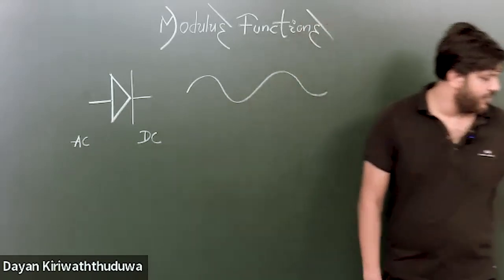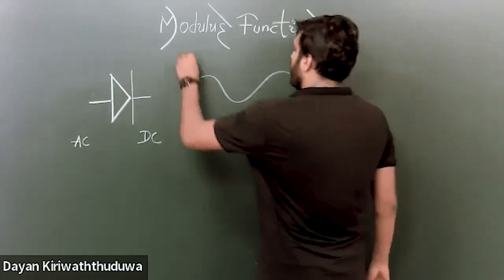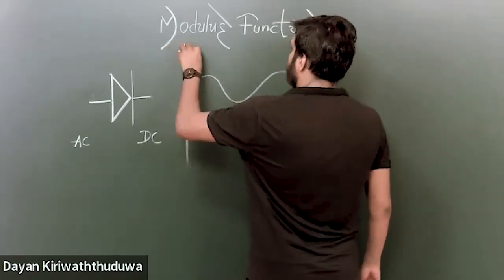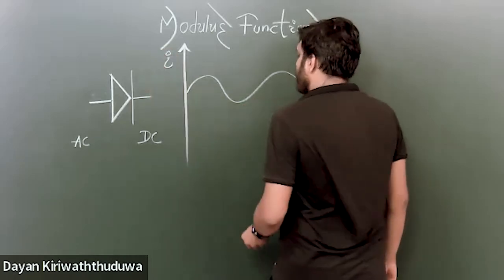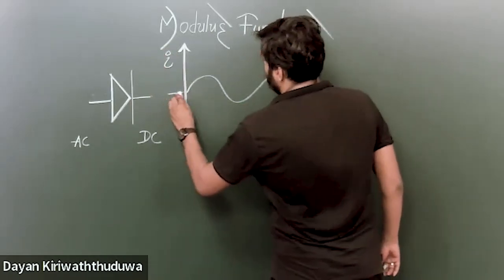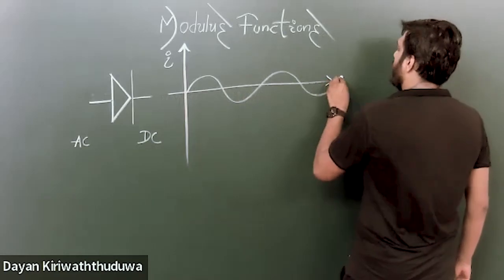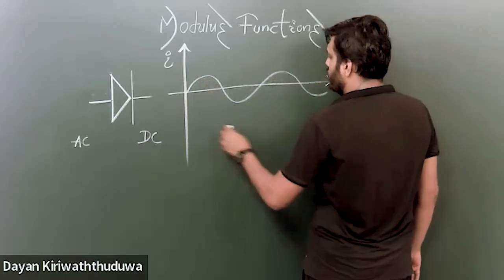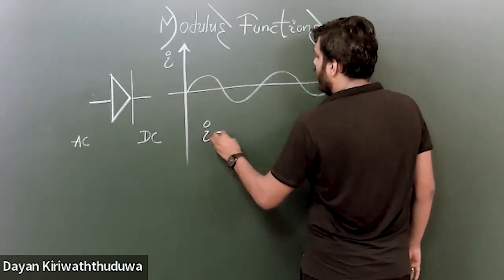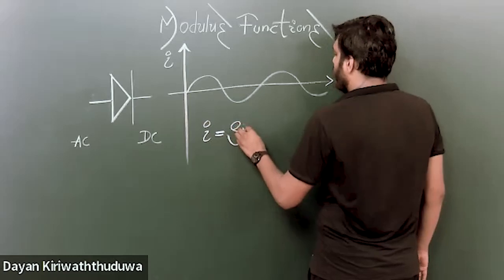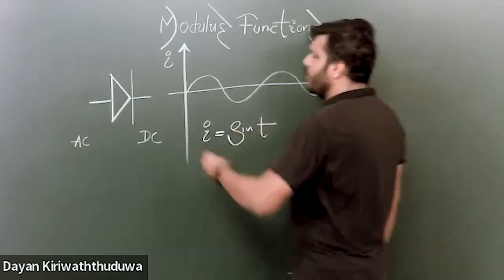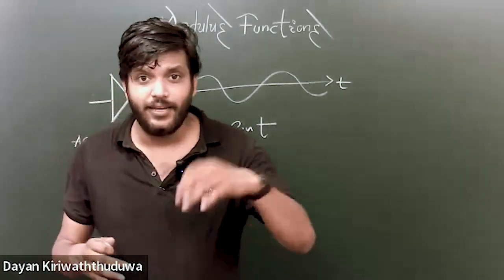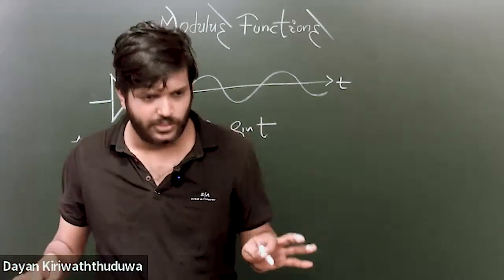So if you come up with a small graphical interpretation for this, imagine this is the electricity, let's say I, and this is time, right? So this is how the alternating current is changing its route. Usually this is given by I equals sine t. And note that you don't have to know the mathematics behind all these things, but I'm just giving you a rough sense, okay?